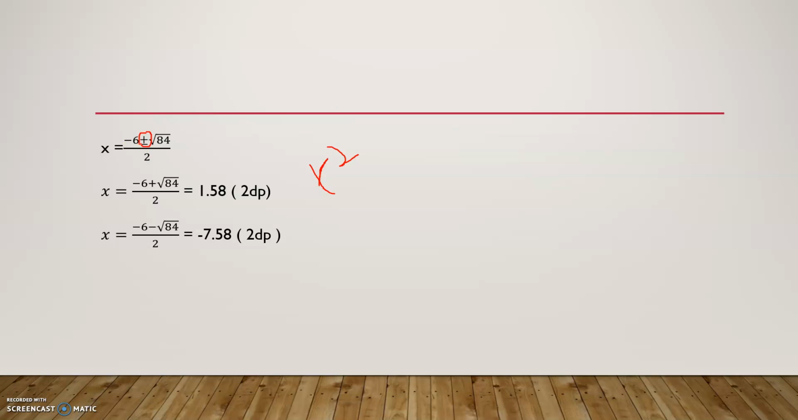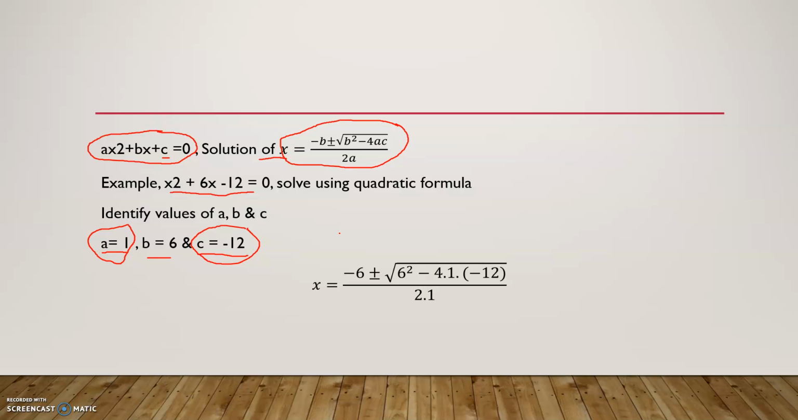So we can write this formula for the positive solution as x equals minus 6 plus the square root of 84, divided by 2. If we work this out, you should get 1.58, which is to 2 decimal places. And the negative solution would be x equals minus 6 minus the square root of 84, divided by 2. Then we'll have minus 7.58 to 2 decimal places. So that's how we can work out the solutions of a quadratic equation.